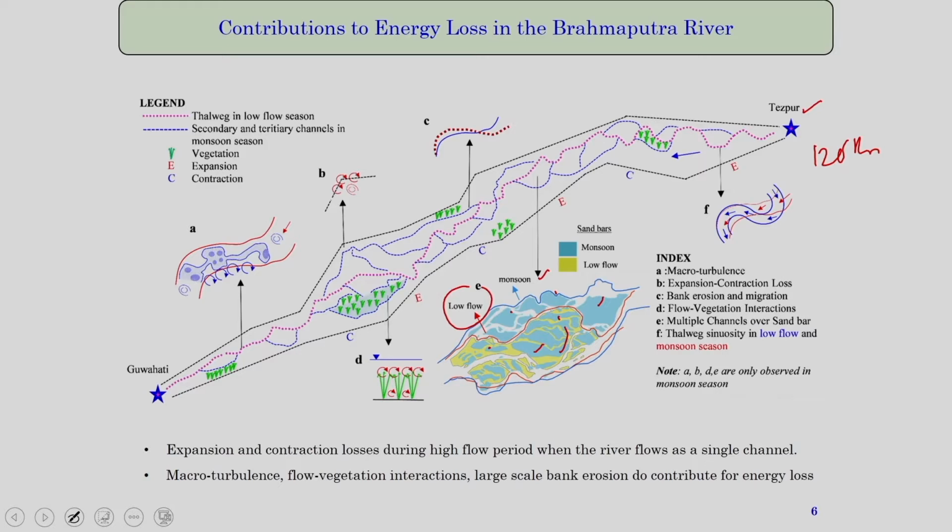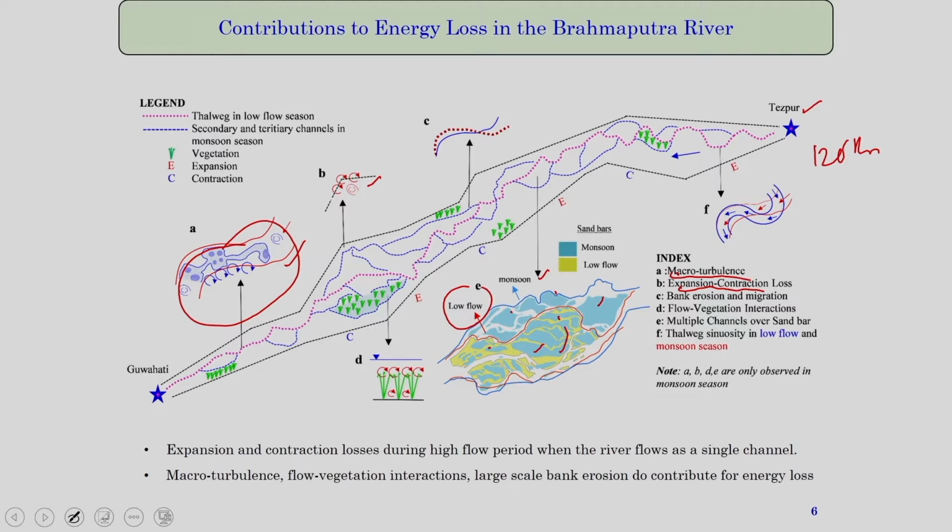Not only that, because of the presence of the macro turbulent structures, which is a major emphasis here, they also generate energy dissipations. Energy dissipations also happen because of macro turbulent structures. The expansion and contraction losses are there as the river width changes, and that's also something we have here.